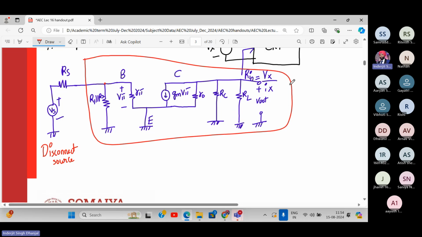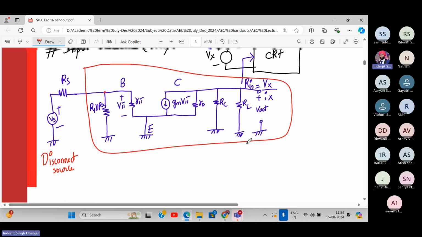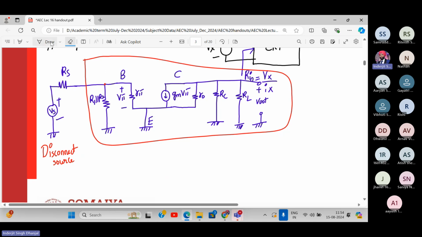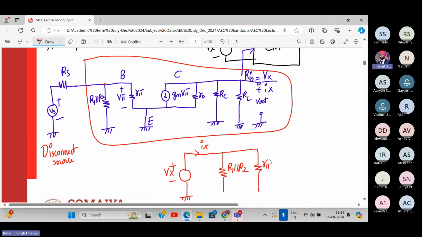So if you apply a test source outside, how will the circuit become? Like this. So this is my test source. Let me do it over here. So this is my external test source Vx, and I have my current Ix flowing through it. And we have R1 parallel to R2. Then we have R pi. These are both going to the ground.